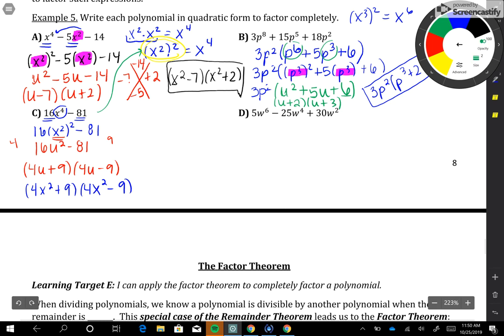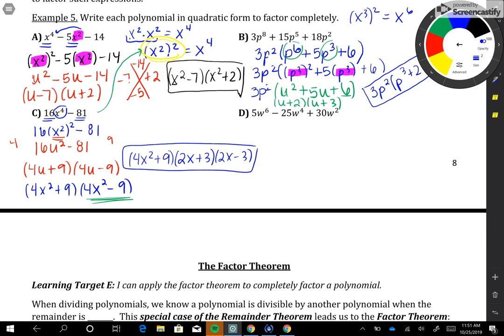Just when you think you're done with this problem, look at our second one. 4 and 9 are both perfect squares too. So that's actually a difference of squares. So we can keep going. So we still have the 4x squared plus 9, but then the square root of 4x squared is 2x. So 2x plus the square root of 9, which is 3, and 2x minus the square root of 9, 3.